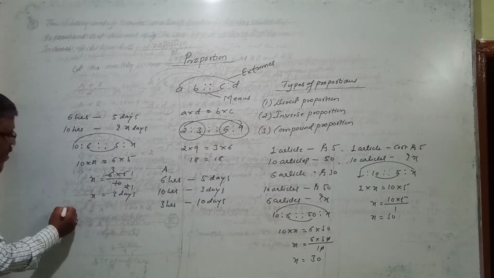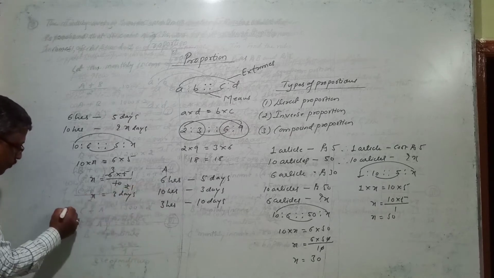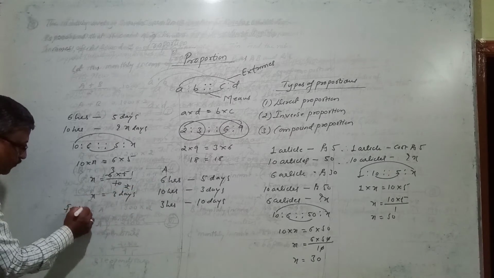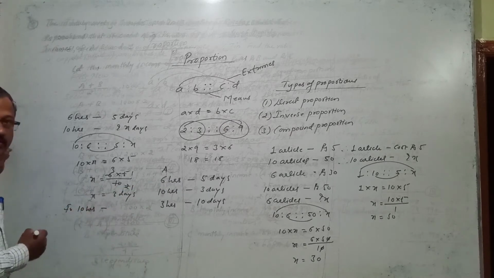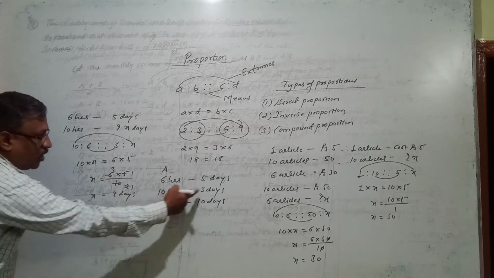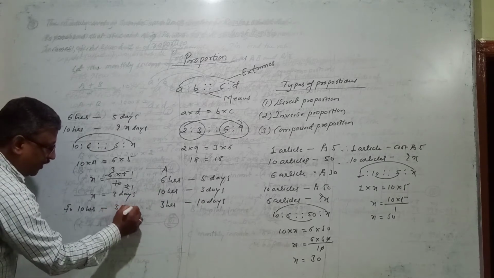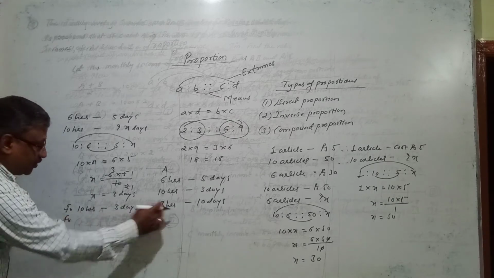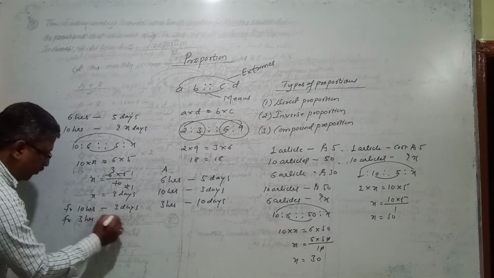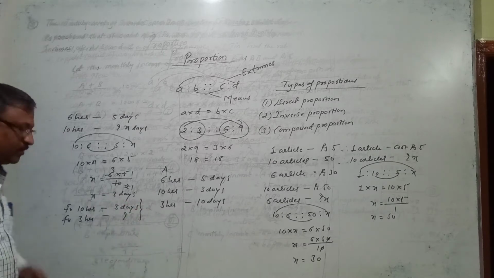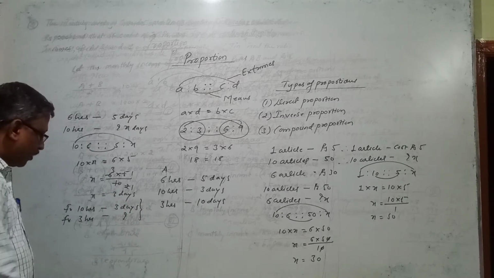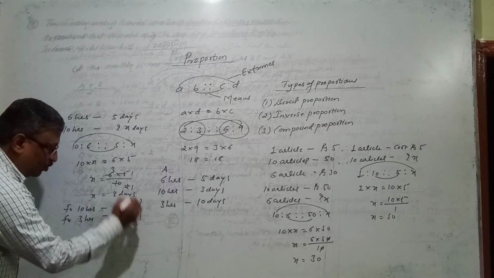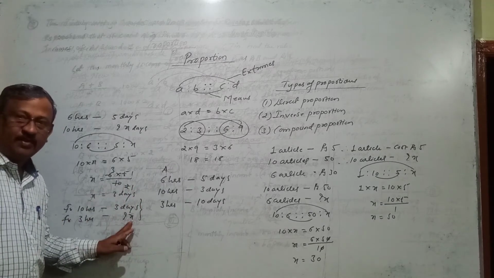So for how many? It is for 10 hours. For 10 hours, if he is working 10 hours daily, to complete that work, how many days are required? 3 days are required. So what I want? Suppose if he works 3 hours daily, to complete that work, how many days are required? This is the equation. So again, how many days are required? It is not known. So let's assume x days will be required.